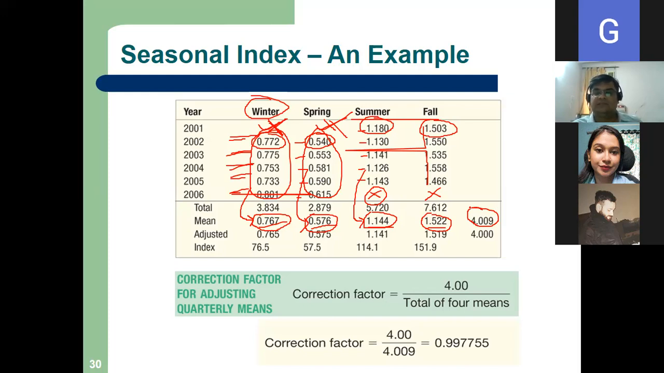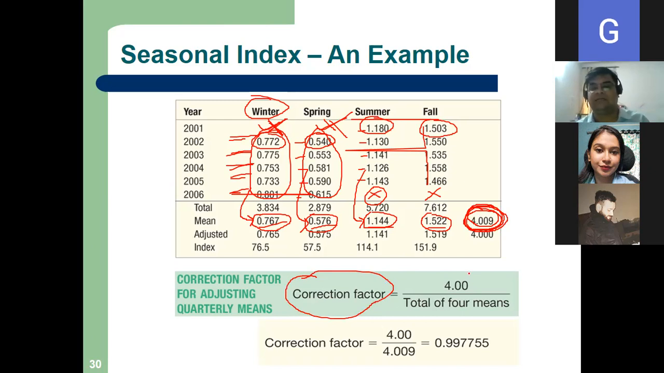4 point. Can you see? This is this year. See my cursor. Can you see my cursor, students? Yes, sir. This should have been 4.000, but how much has it come? 4.009. So we need to multiply all the index by a correction factor.